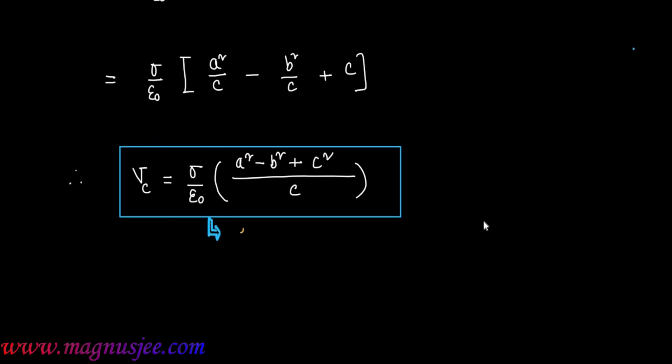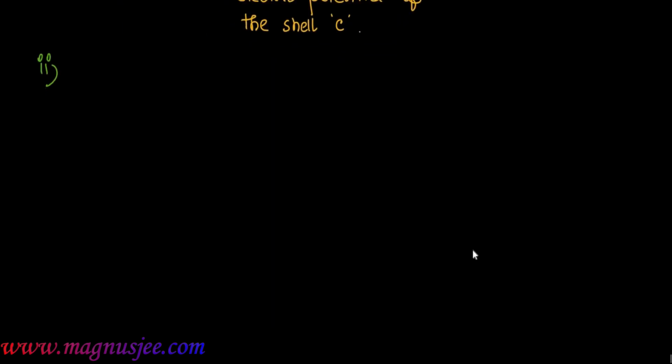That is the electric potential of the shell C, and that is one of the answers. Vc equals sigma by epsilon 0 under bracket a square minus b square plus c square, whole divided by C. Now subdivision 2 of numerical number 12.